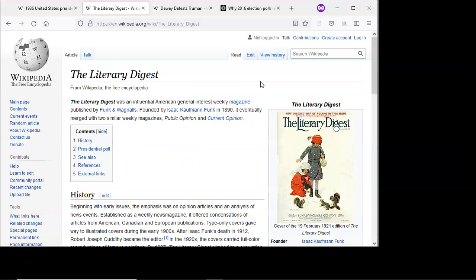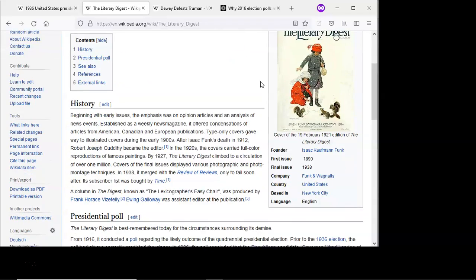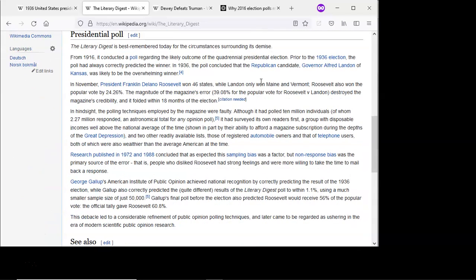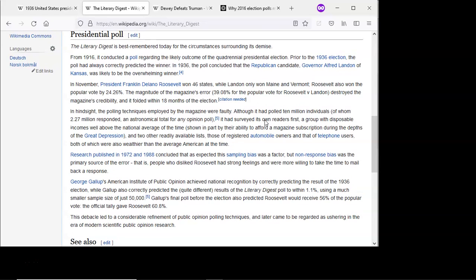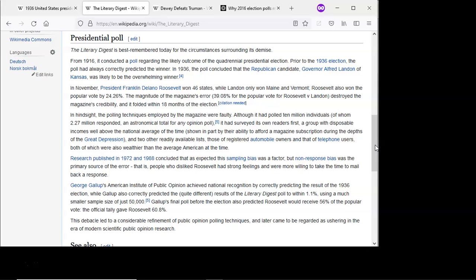How? Literary Digest was a magazine that called four previous presidential elections correctly, so people trusted it. What did they do? They selected people from a big list and then went from there. But then again, there was a problem. Even though they polled 10 million people, among which 2.27 million responded, a humongous number, it must have been a very, very expensive venture. But the sampling frame was bad.